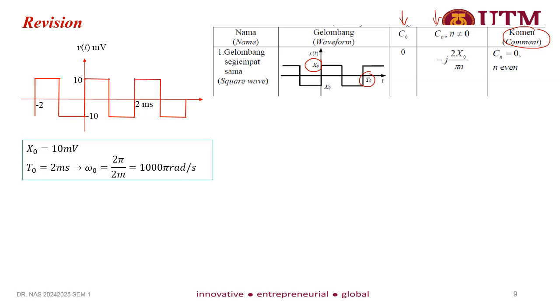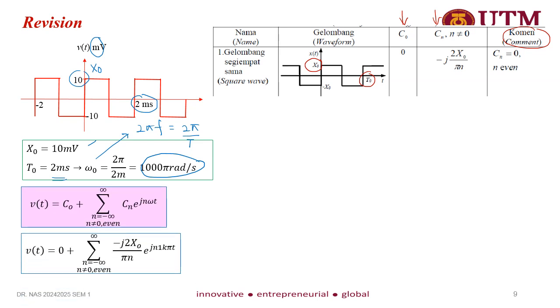So in this case, if you compare the given signal and the table, it is basically a square wave or square shape. So x0 is equal to... Then don't forget to look at the unit. It's millivolt, and then the T naught is equal to 2 millisecond. So you can calculate the omega naught, which is equal to 2 pi f, or it is equal to 2 pi over T. So in this case, the omega is equal to 1000 pi radian per second.